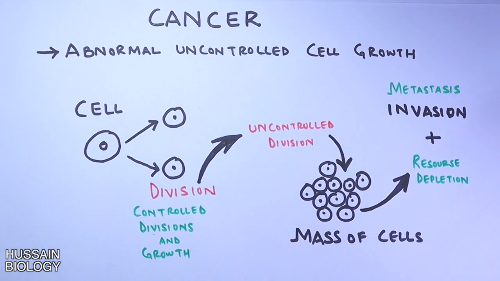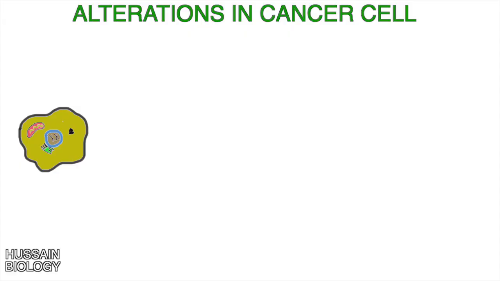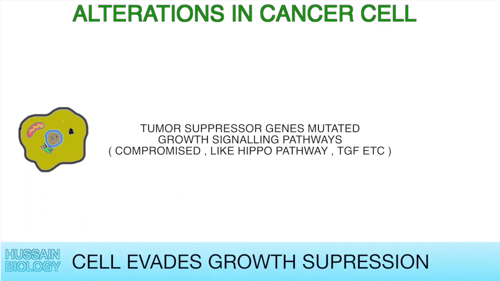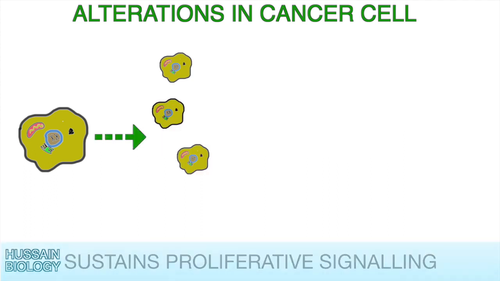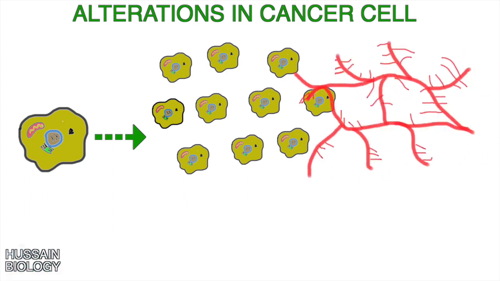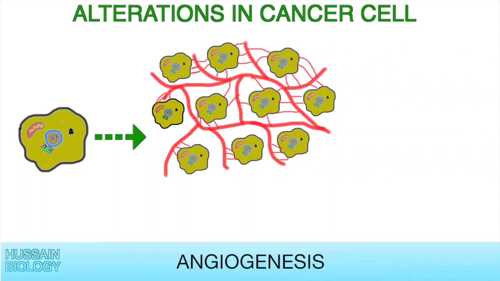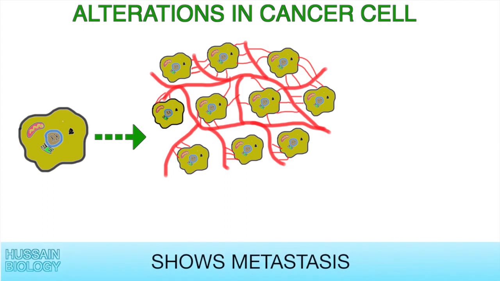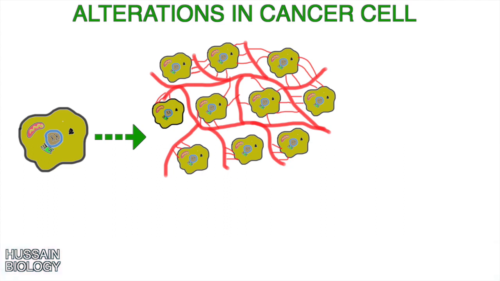That eventually depletes resources and sometimes also invades nearby tissues and organs when it attains mobility, called metastasis. Another thing to consider here is the changes that occur in the cancer cells. During carcinogenesis, 6 fundamental cellular properties are altered: the cell evades growth suppressors, the cell sustains proliferative signaling, it resists apoptosis, it also induces angiogenesis, within the cell there is replicative immortality, and ultimately we get the activation of invasion through the process of metastasis. When all the above properties are fulfilled, we call that cell a cancerous cell or tumor cell.